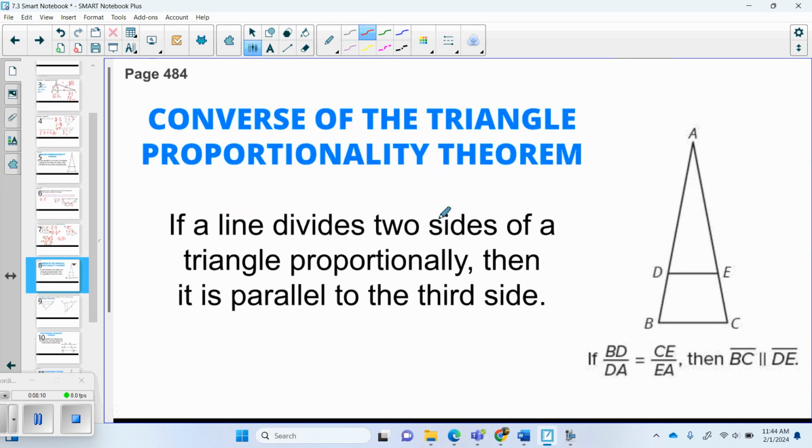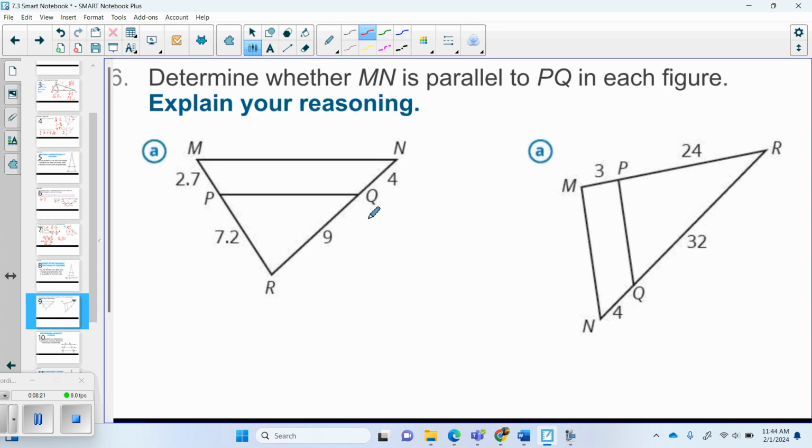The converse, that's basically the same thing, where if I prove that these are proportional, then the lines are parallel. So looking at this, are these going to be parallel? Well, let's find out. This is my equal sign. 2.7 over 7.2 equals, is it equal to? We're going to find out.